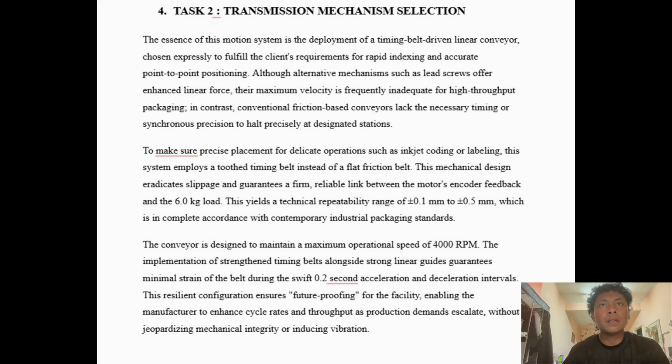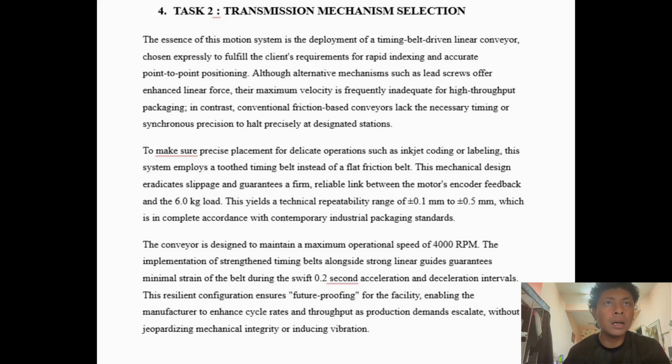Today I want to talk about Task 2, the transmission mechanism selection. The essence of the motion system is the development of a timing belt driven linear conveyor, chosen expressly to fulfill the client requirement for rapid indexing and accurate point-to-point positioning.